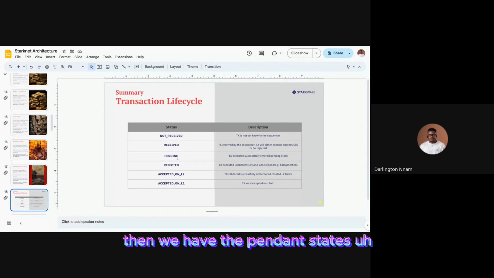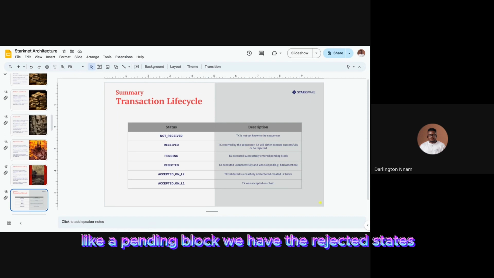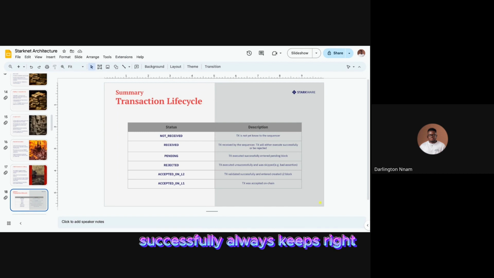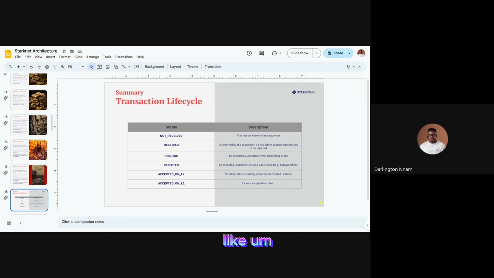Then we have the pending state, which is the point at which the transaction successfully enters a pending block. We have the rejected state, which happens when the transaction is executed unsuccessfully or was skipped. Then we have the accepted on L2 state, which a transaction has when it has been successfully validated and has entered a created L2 block. Then finally we have accepted on L1, which is the state a transaction has when its proof has been accepted on chain.